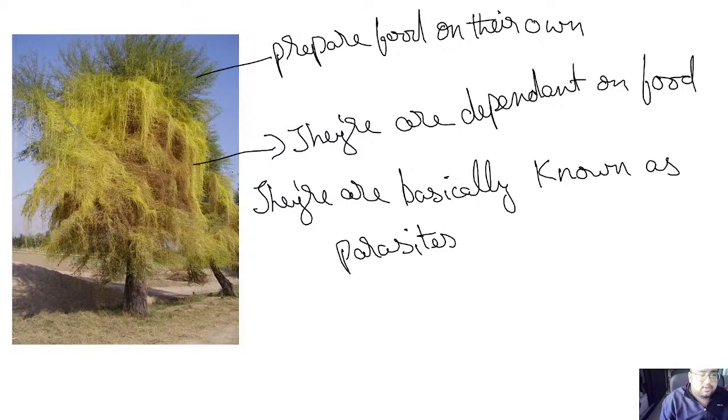So this plant's name is Cascata. Pritham, have you understood? These heterotrophic plants slowly grow on normal plants. The reason they are dependent on food is that they don't have chlorophyll.